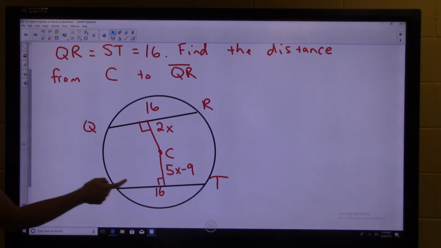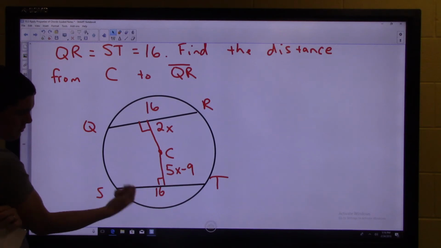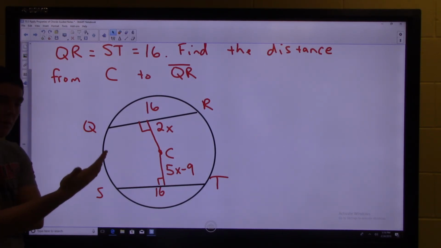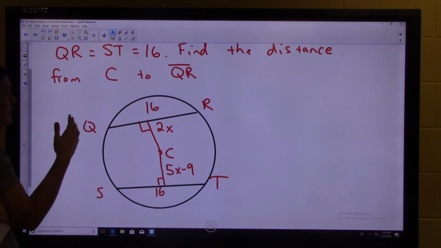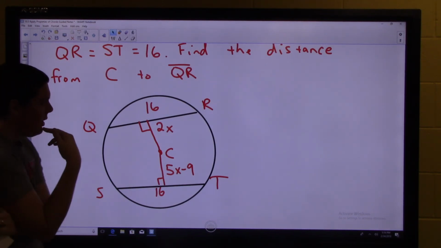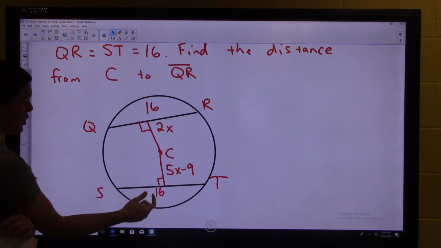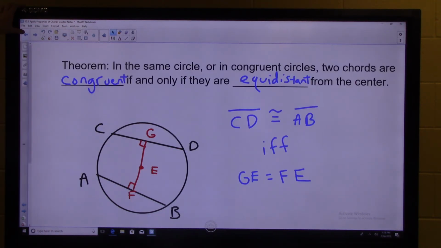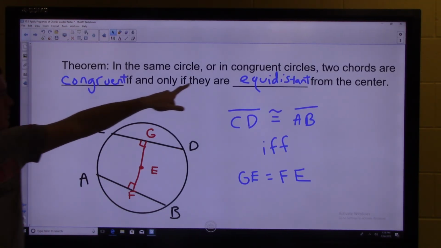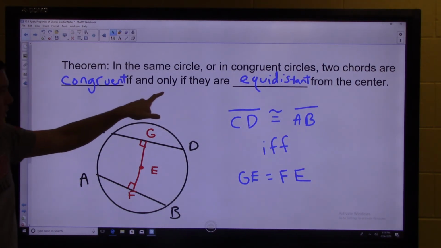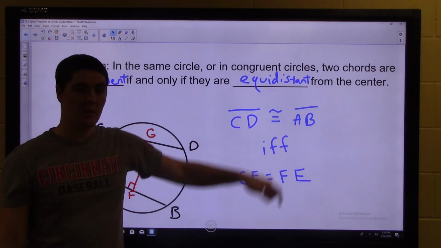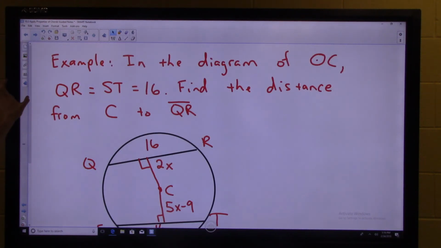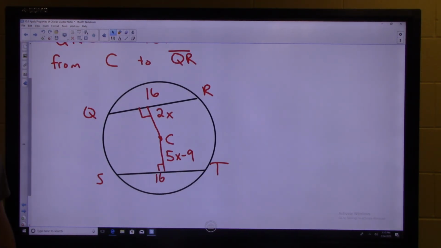So we know these chords are equidistant from the center. My bad, I just gave it away. Sorry, that's not what we're given. I apologize. What we were given is that the chords are congruent. Okay, so we're given congruent chords. So if we're given congruent chords, two chords are congruent if and only if they're equidistant from the center. So since the chords are congruent, I can say that the chords are equidistant.